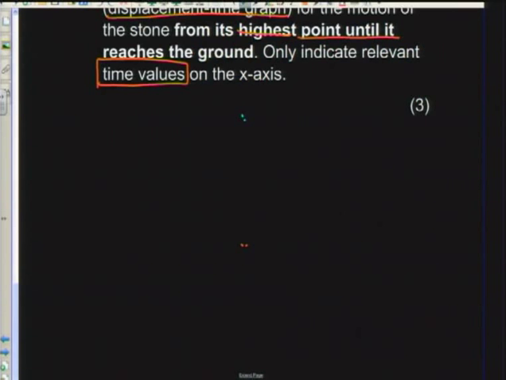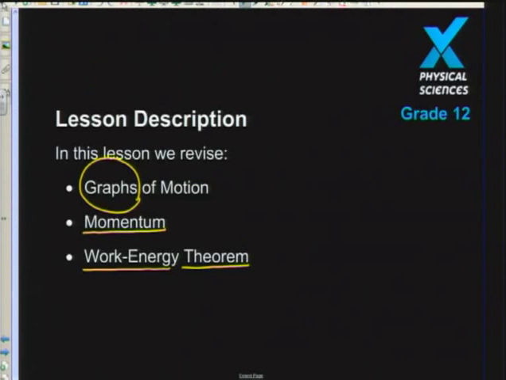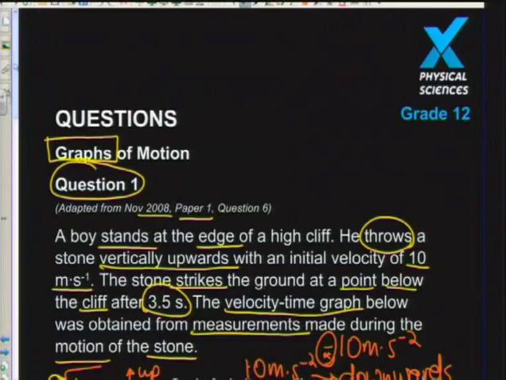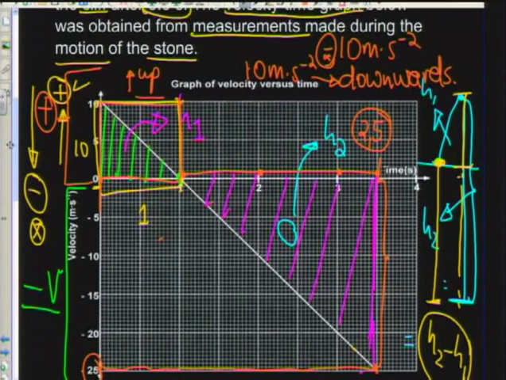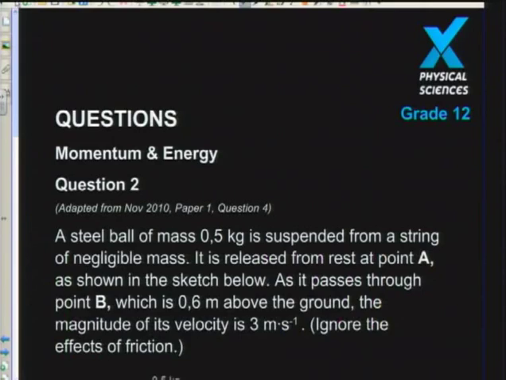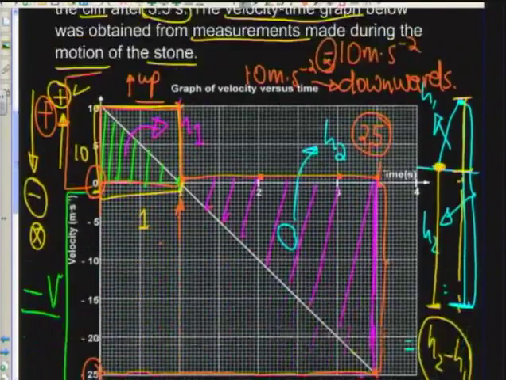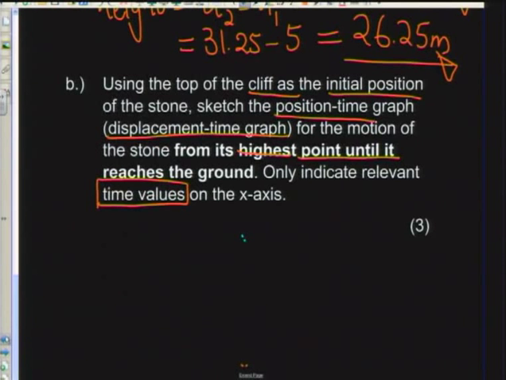We know that at the highest point, perhaps we can go back to the graph. At the highest point, the time was 1 second. Okay? This is the highest point here. That is the highest point when the velocity was 0 meters per second. So the time was 1 second. So we need to indicate that time here on this question here.